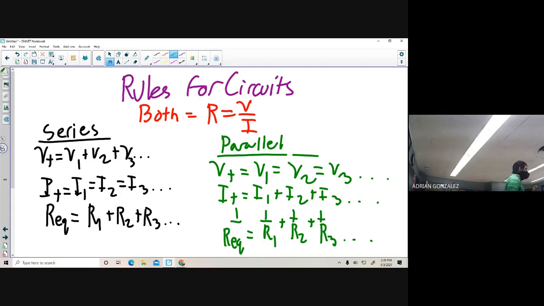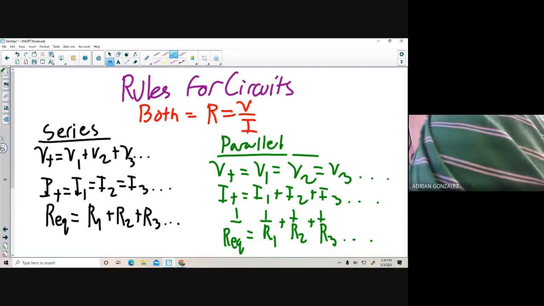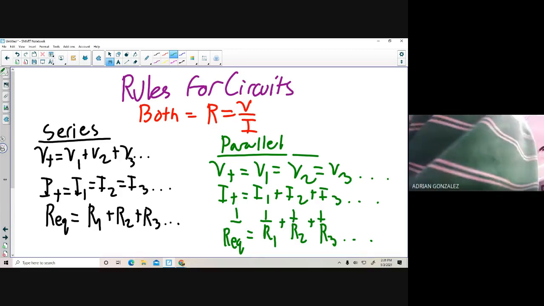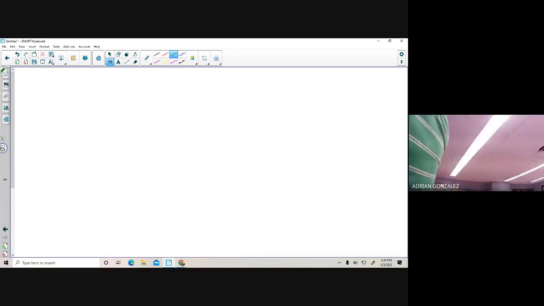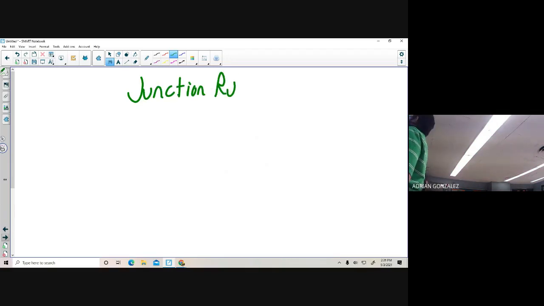Yes? Now, one last quick thing, one last general idea that we have to go over. Does everybody have these? Can I go? Cool. And of course, these are all where? Reference table. Okay, nicely listed. We have what we call the junction rule. This is called Kirchhoff's junction rule, but we just call it the junction rule.